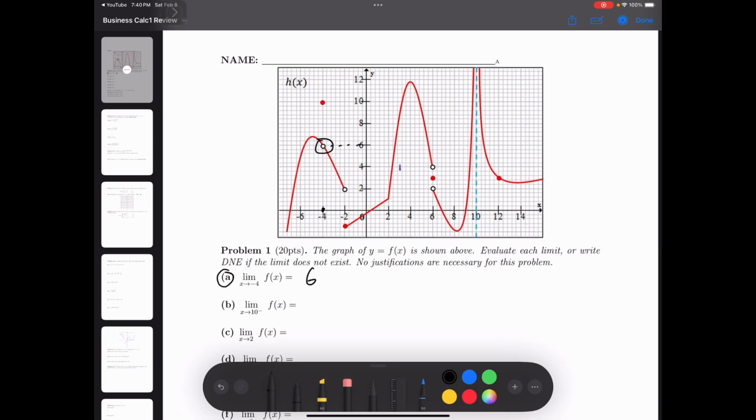For part B, we have the limit as x approaches 10 from the negative side, so from the left. So as x approaches 10 from the left, that's going to be approaching 10 from the left right here. As we approach 10 from the left, we're going up towards infinity.